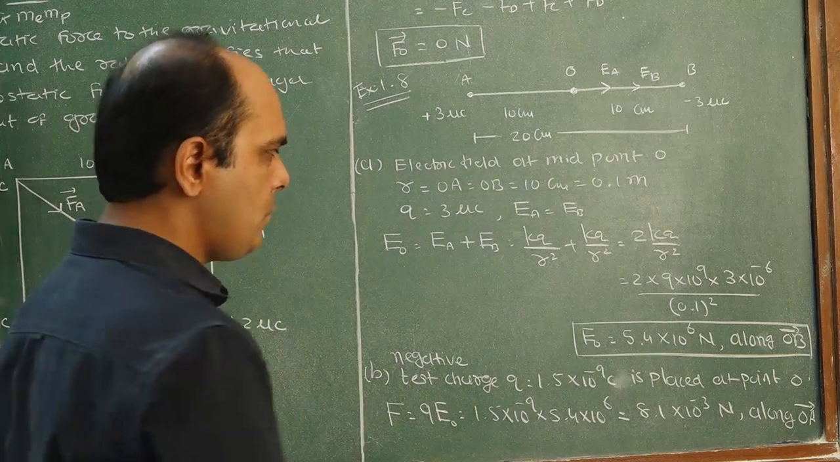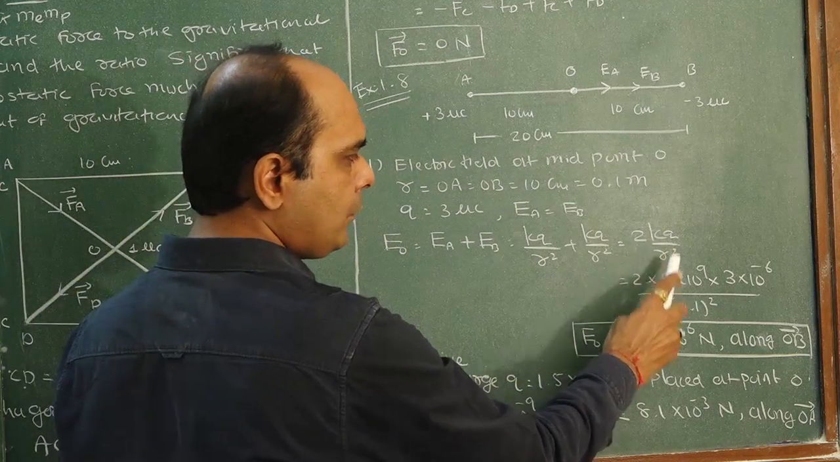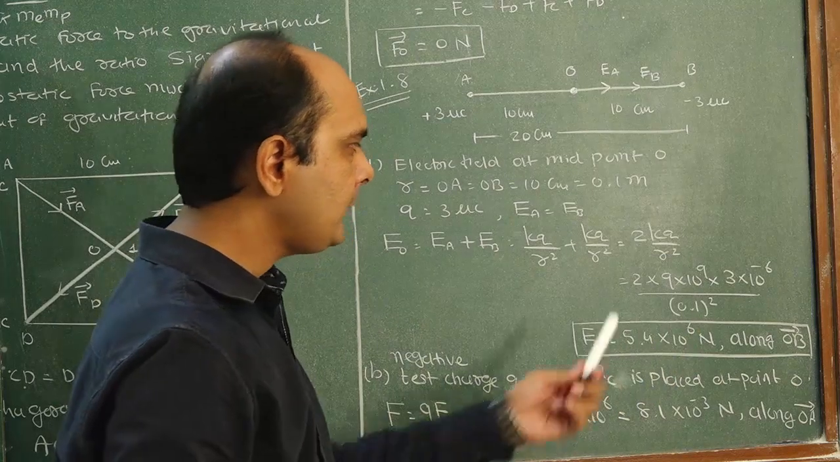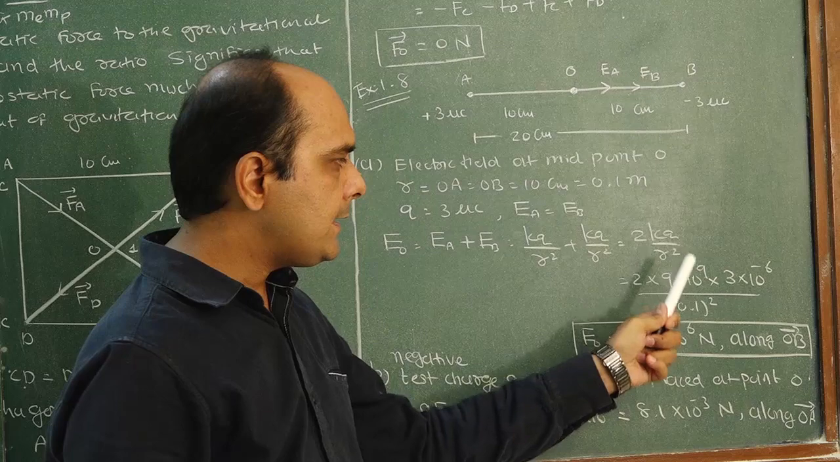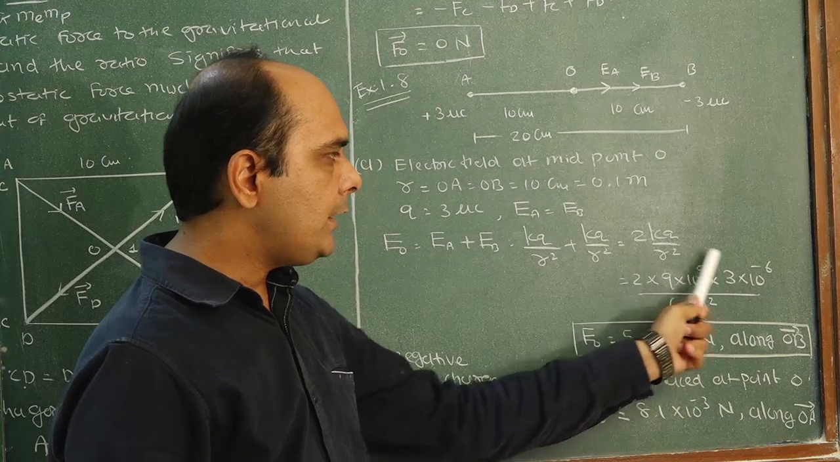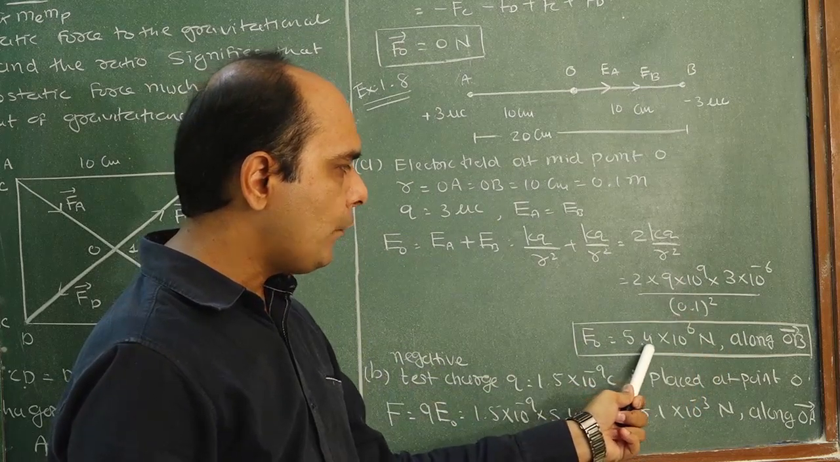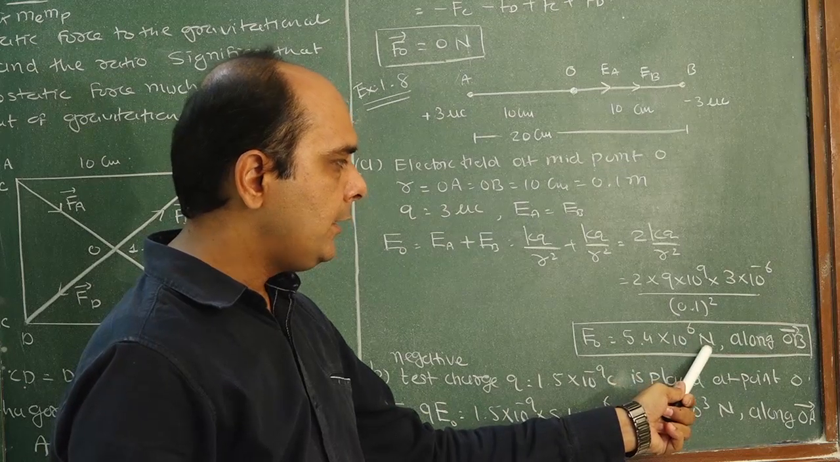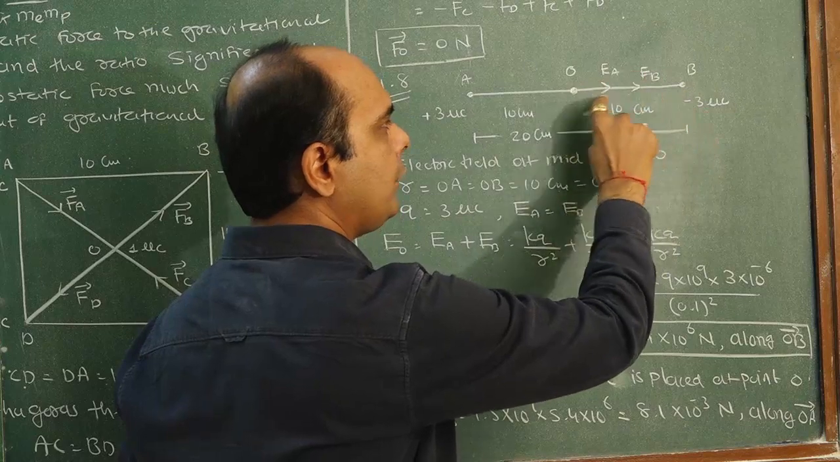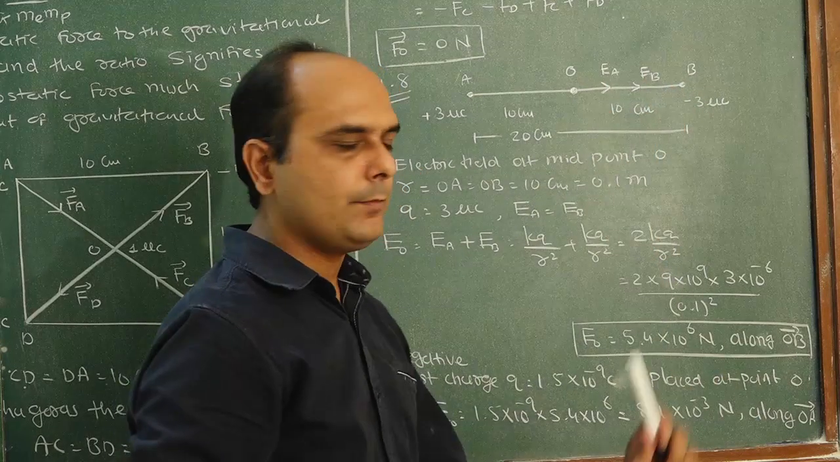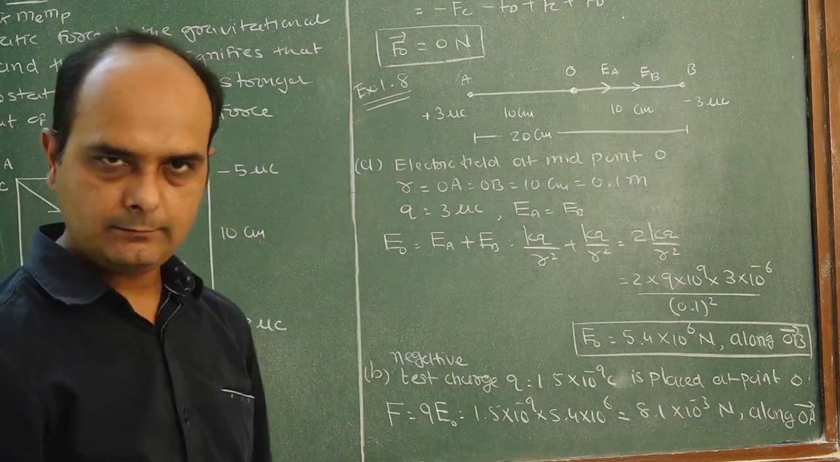Substitute the values now. 2 as it is, K is equal to 9 into 10 raised to 9, charge Q is equal to 3 into 10 raised to minus 6, and distance r is 0.1 squared. By calculating them, your answer will be 5.4 into 10 raised to plus 6 Newton per coulomb. And this resultant electric field is along which direction? Along the vector OB. This is the direction of the electric field.